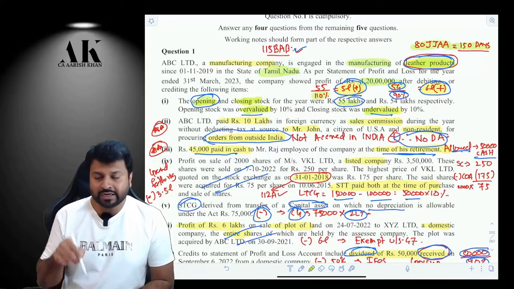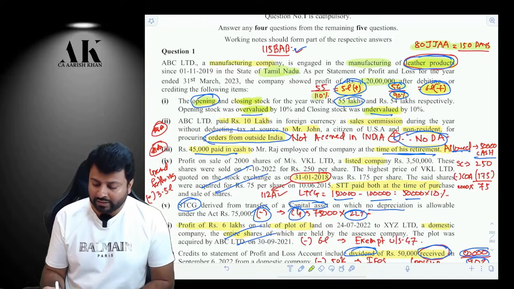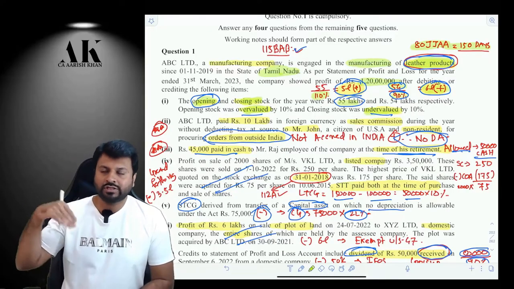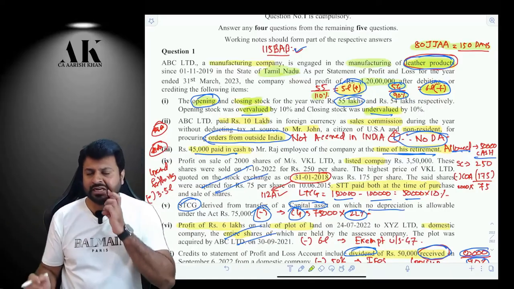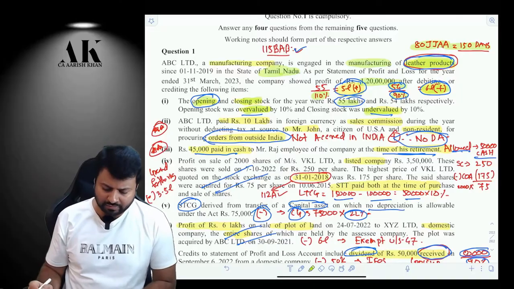And if the closing stock is undervalued, it means it is 90%. So you have to add back that also, because closing stock is undervalued. So you have to increase that much closing stock. It means you have to increase that much credit side, it means you have to increase that much profit in your books of accounts. Okay.